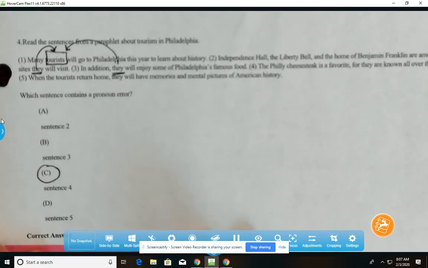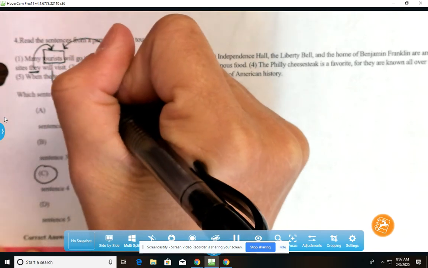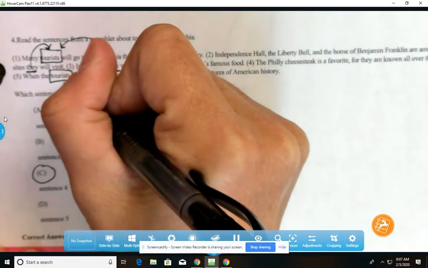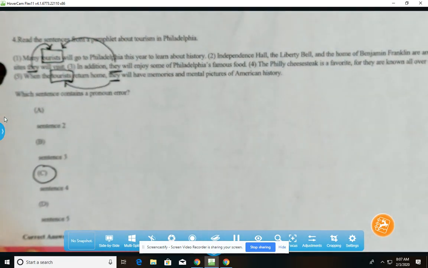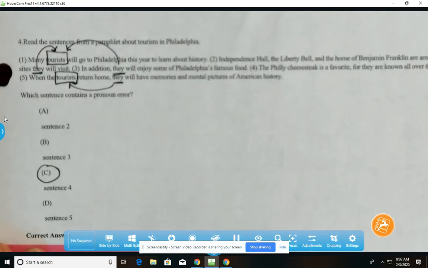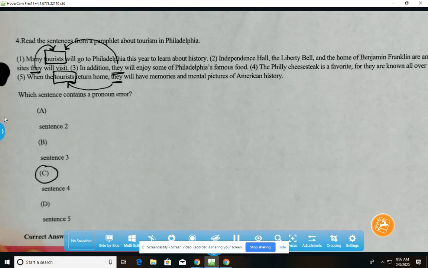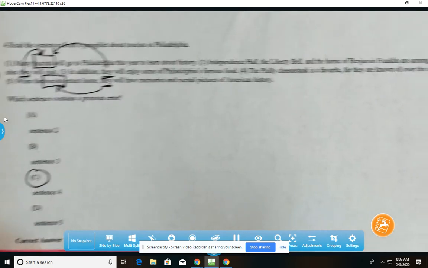Let's look at the other one that's correct. When the tourists return home, they will have memories. They, again, is referring back to this, although new, still the same word. It's referring back to the antecedent tourists again, which is masculine and feminine in gender, as well as plural in number. So they is proper as it's also plural in number and masculine and feminine in gender.